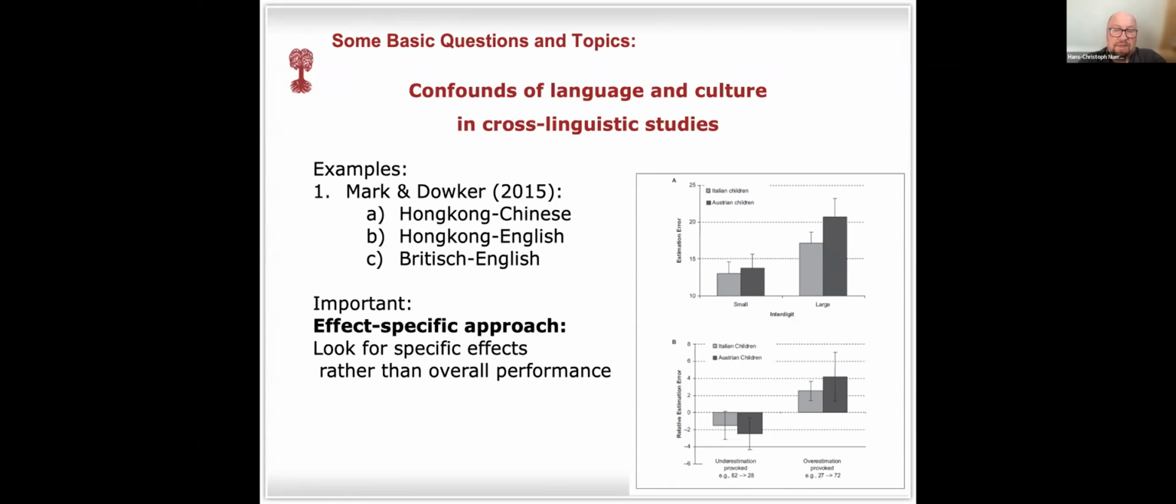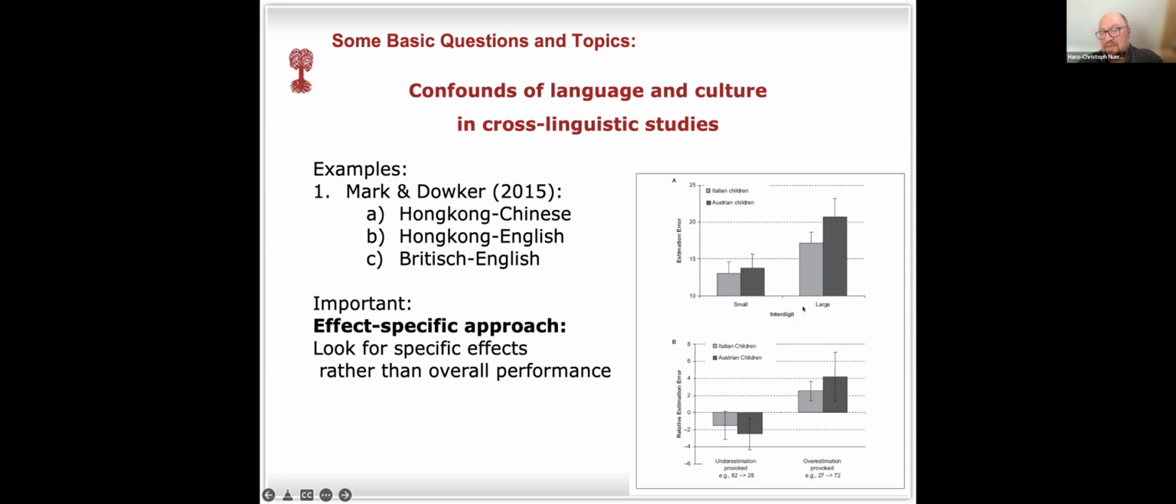And when you have such confounds, then I think it's important to have an effect-specific approach, that you look for effects rather than overall performance. And I brought you one example from a study of ours by Pixner et al. where we did a number line task with Austrian children who speak German with the inversion, and Italian children who speak Italian without any inversion. And then we looked at which specific numbers the Austrian children made more errors on. And they made specifically more errors when inversion would lead you to a wrong decision, which is major.